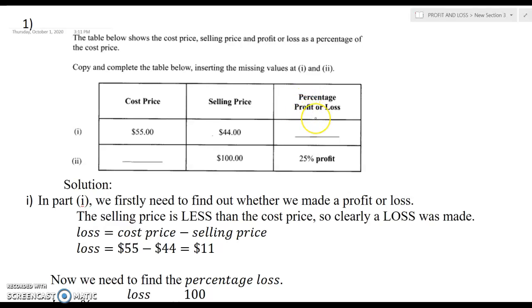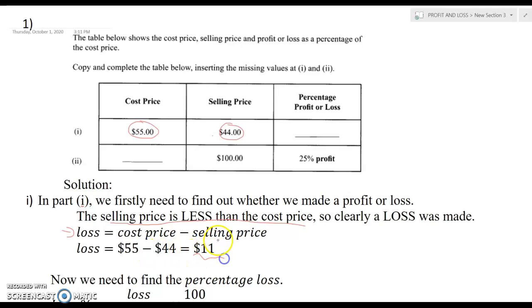So first thing, we need to figure out whether a profit or loss was made. Looking here, the selling price is actually less than the cost price. The selling price is 44, and the cost price was 55. Right? So obviously, a loss was made. To find your loss, it's cost price take away selling price, so 55 take away 44.